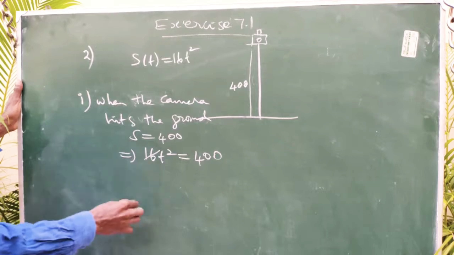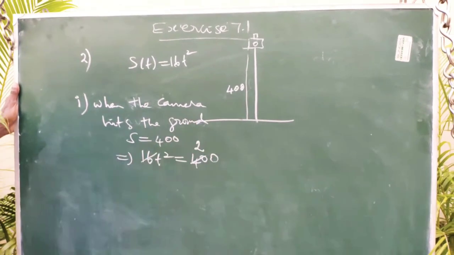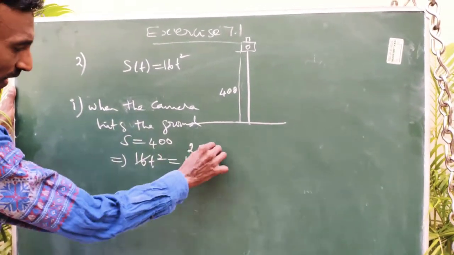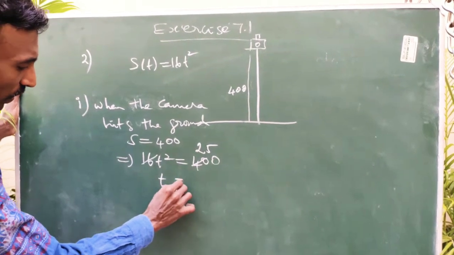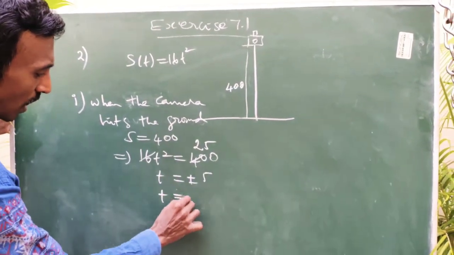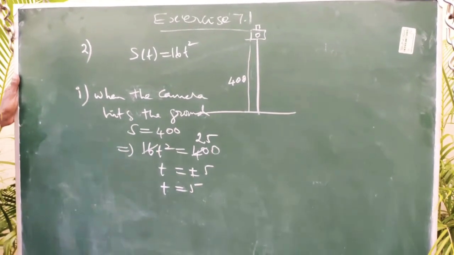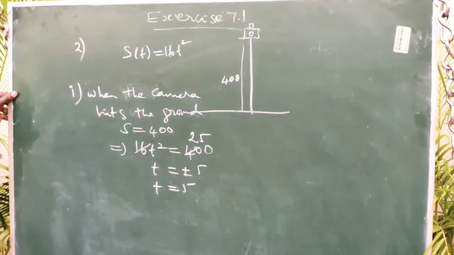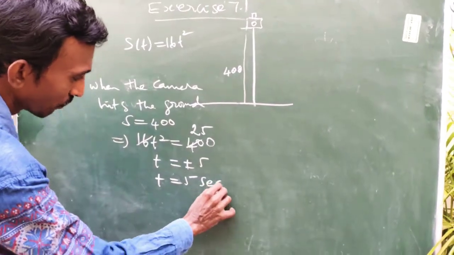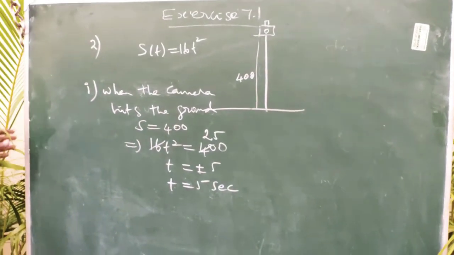Okay. So we can cancel. 2 times, remaining 8. So 5 times. T square equal to 25. T equal to plus or minus, so t equal to 5 only is possible. Time cannot be negative. So remove the minus 5. So that is the answer for the first subdivision. It took 5 seconds to reach the ground.